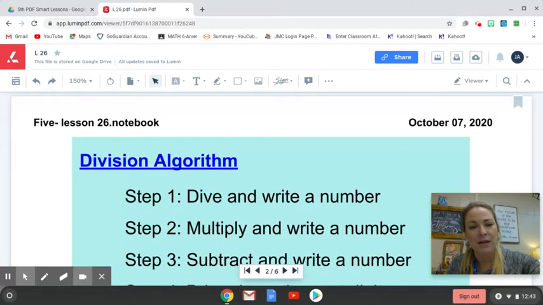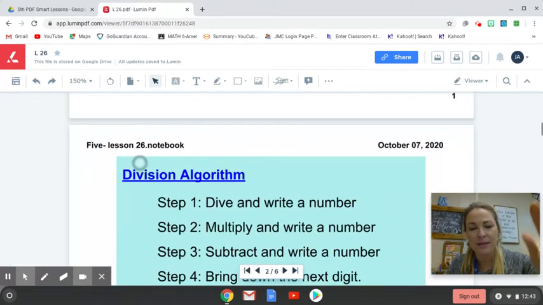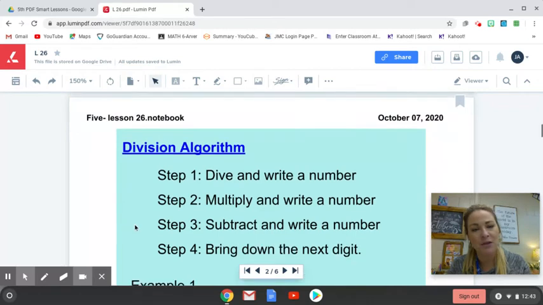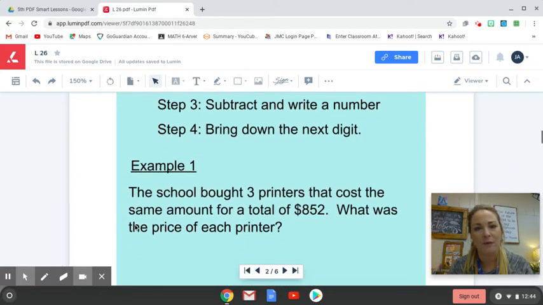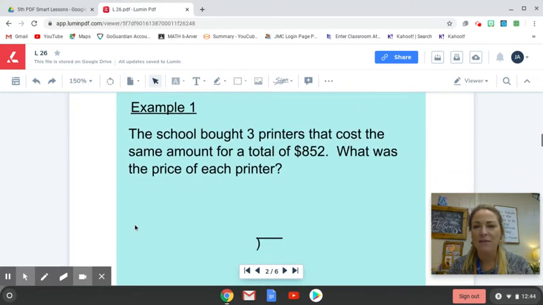Scrolling down here, these are just typed out step-by-step directions on how to do the division algorithm. I will be attaching these notes, so those will be helpful to review, but I'm actually just going to model step-by-step how to work through one of those problems. I find that more effective or more helpful. Let's take a look at this first example.